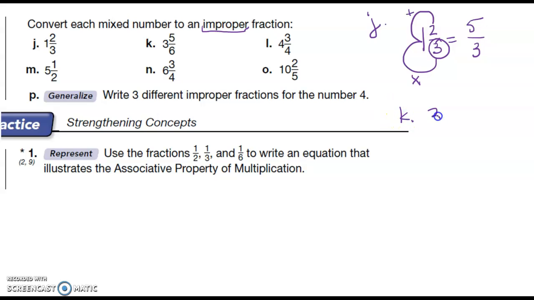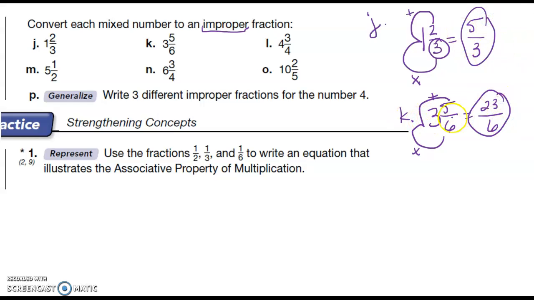Let's do K. So I have 3 and 5/6. I'm going to draw my popcorn, times plus. 6 times 3 is 18, plus 5 is 23, all over 6. So these are my answers here. And that's what they want. They want an improper fraction, so we're good.